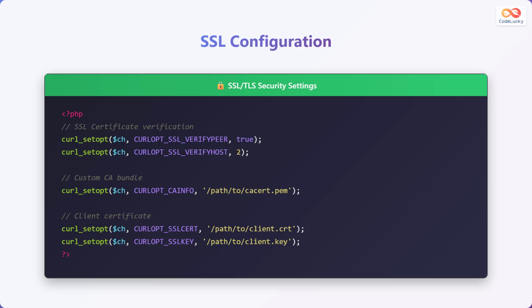Secure socket layer, or SSL configuration, is critical for ensuring secure communication over the Internet. You can enforce SSL certificate verification using curl_setopt with CURLOPT_SSL_VERIFYPEER set to true and CURLOPT_SSL_VERIFYHOST set to 2. You can specify a custom certificate authority bundle using CURLOPT_CAINFO to validate the server's certificate. You can configure client certificates using CURLOPT_SSLCERT and CURLOPT_SSLKEY to authenticate the client to the server. These settings help to establish a secure and trusted connection.